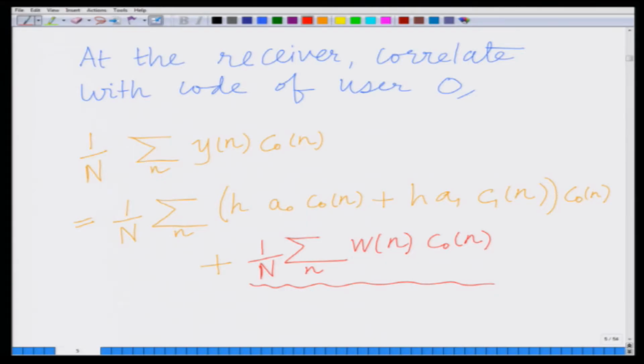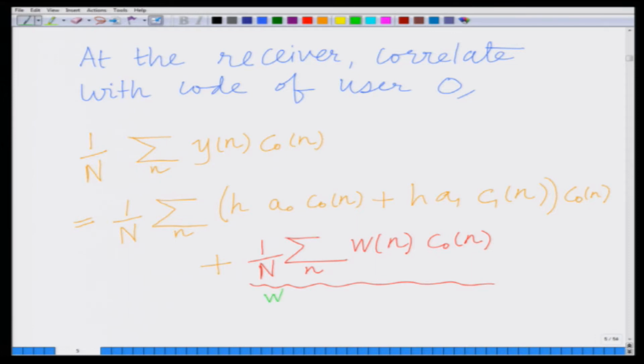We have already seen this in the previous module. We defined this as w tilde. W tilde is Gaussian noise with 0 mean and variance sigma square divided by N. Since it is a linear combination of Gaussian noise samples, the mean of this noise is equal to 0, and the interesting aspect is that the variance is equal to sigma square divided by N, that is, the variance of the noise is suppressed by a factor of N.